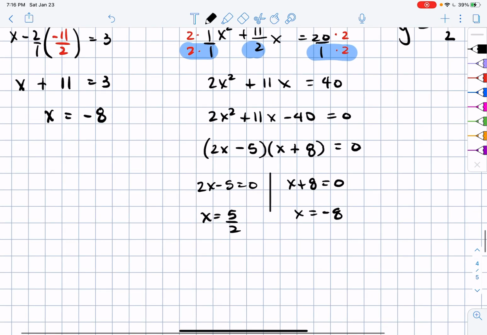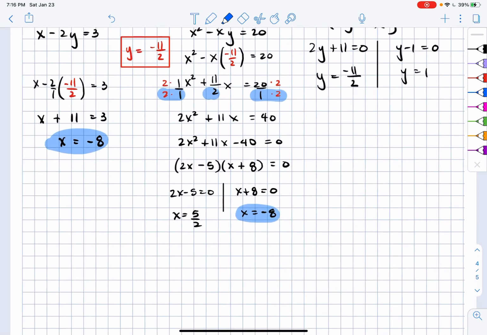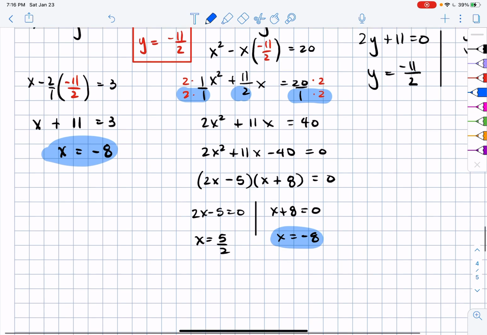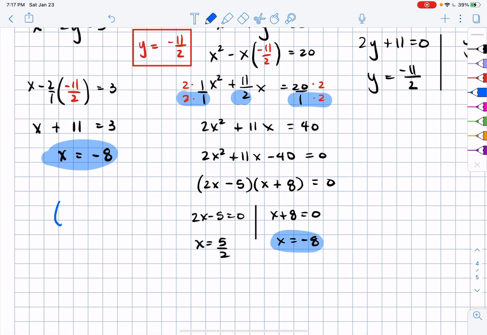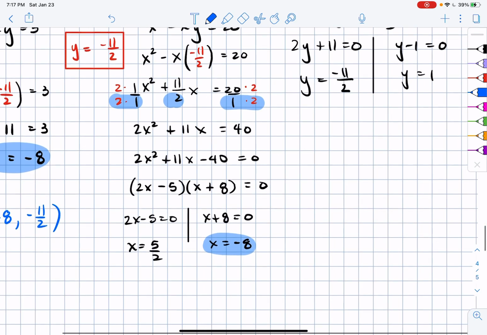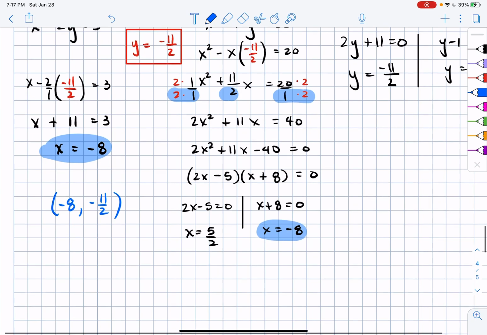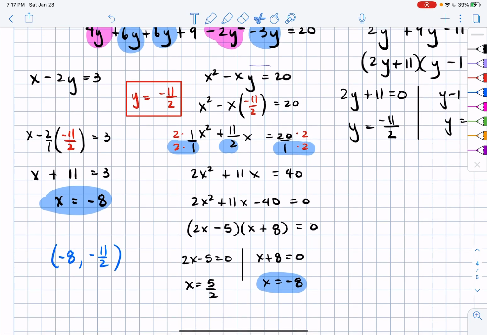The problem here is that only this one matches that. The 5 halves doesn't match up, so I can't use it. So this is only going to give me 1 point. And that 1 point is going to be when x is negative 8, y is negative 11 halves. So that's only going to give me 1 point. I'm not done yet because I still have the y equals negative 1. So this seems like a lot of work, doesn't it?